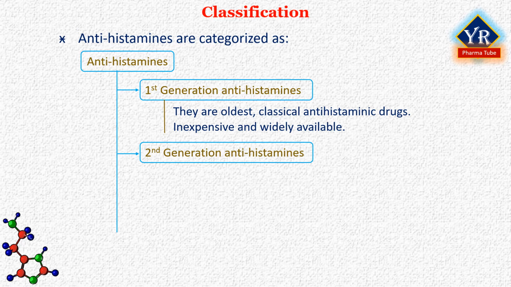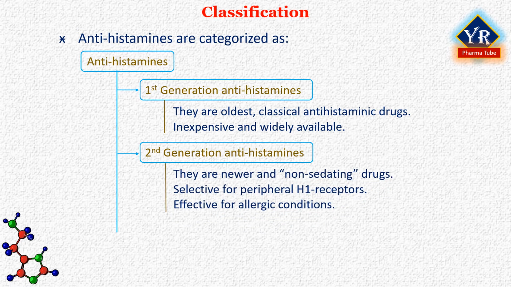generation antihistamines. The second generation antihistamines are newer and non-sedating drugs that are much more selective for peripheral H1 receptors in preference to the CNS histaminergic and cholinergic receptors. This selectivity significantly reduces the occurrence of adverse drug reactions compared with the first generation agents while still providing effective relief of allergic conditions. They reduce allergic response with little or no sedation at all. For example, cetirizine, loratadine, fexofenadine, astemizole, mizolastine, terfenadine, etc.